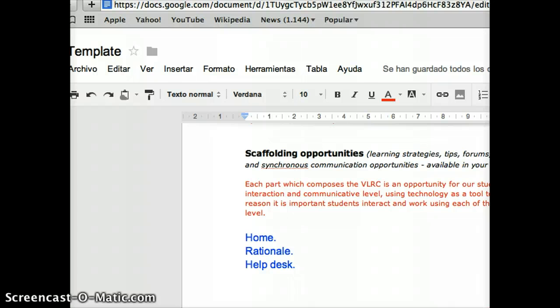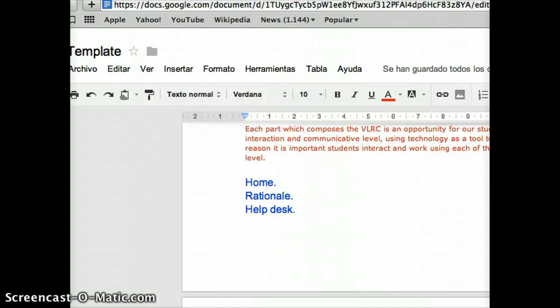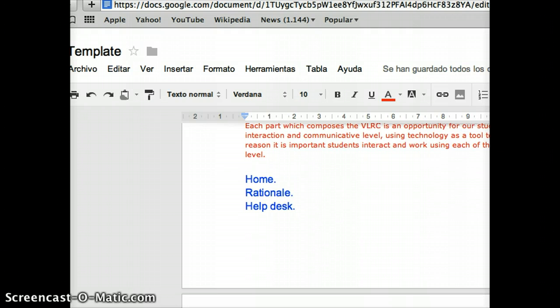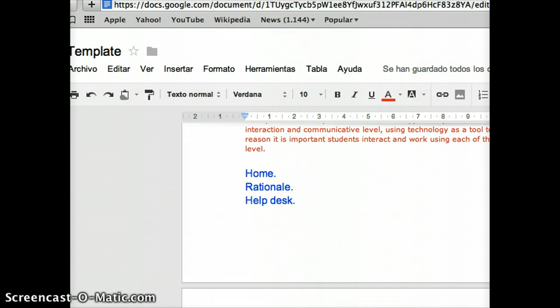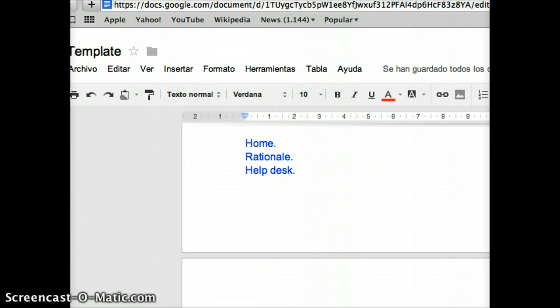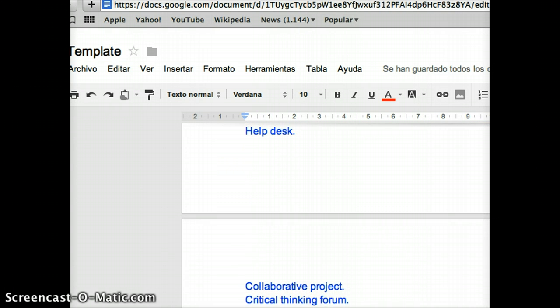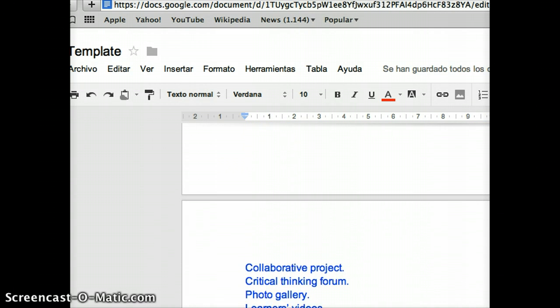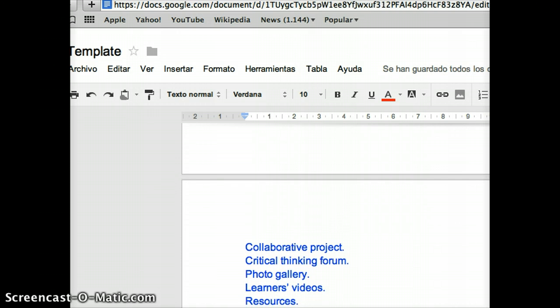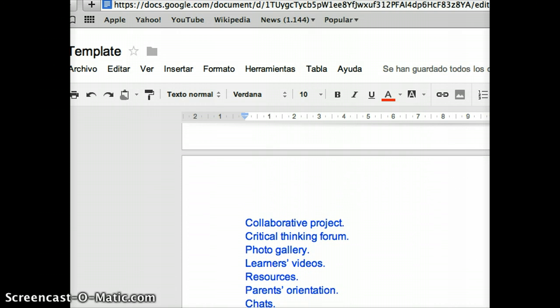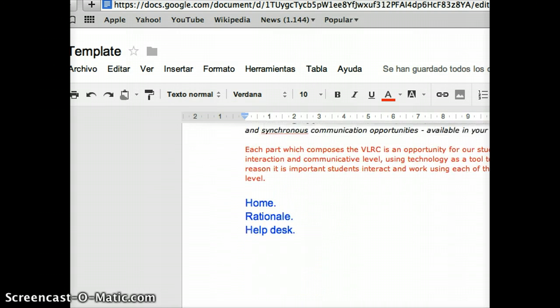This project has: home, rationale, help desk, collaborative project, critical thinking forum, photo gallery, learners' videos, resources, parents' orientation, chat, FAQs, last minute information, real-time sessions, tasks and activities, role plays, evaluation.